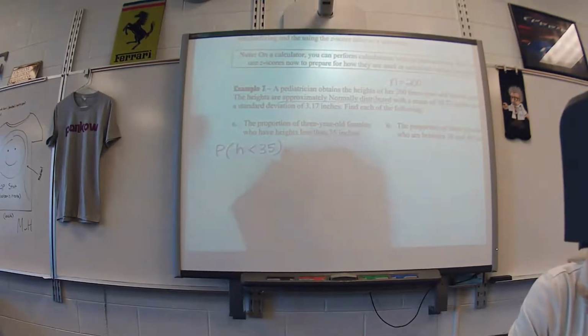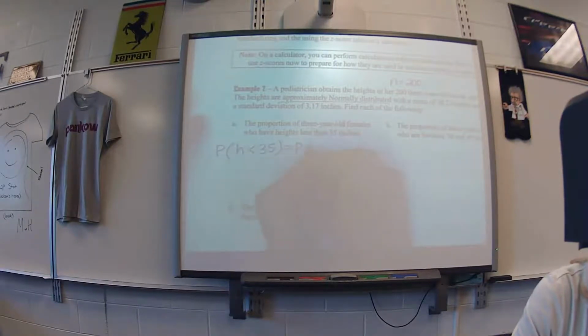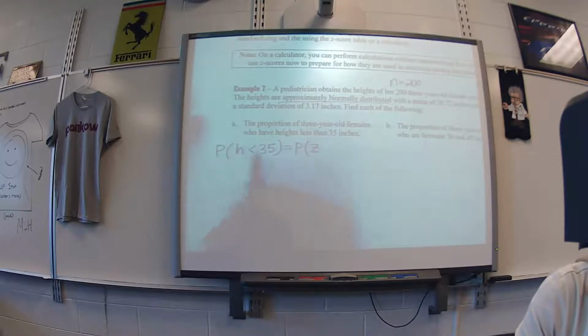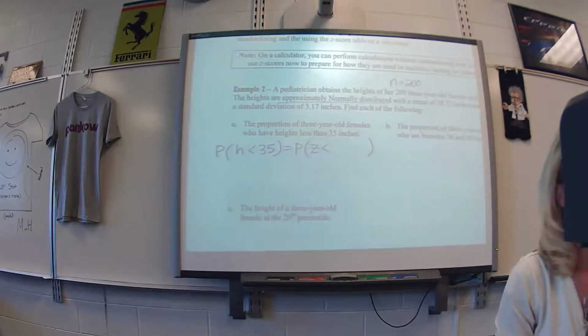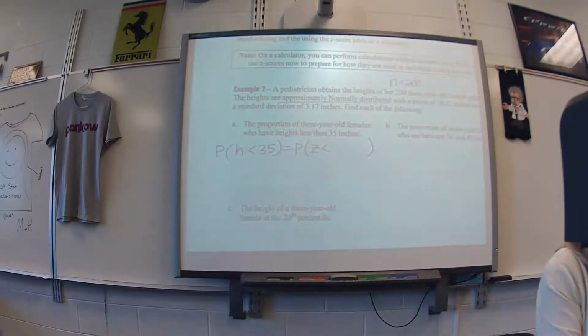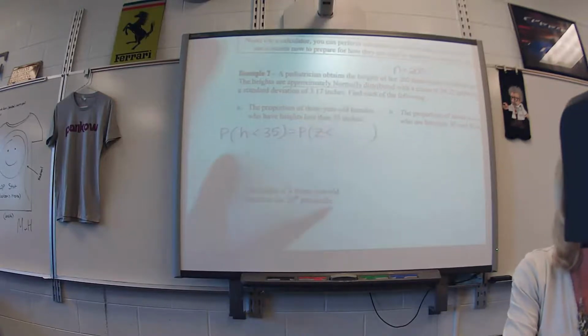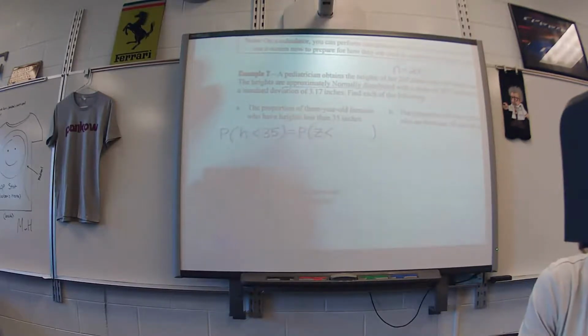The first thing you're going to do is you're going to convert this to a Z-score. So the H is going to be turned into a Z. The less than is going to stay the same, but now you actually have to do the conversion. And how I've organized myself for years is I do it right underneath here. You know the formula for the Z-score that I told you to memorize? Do you know it?